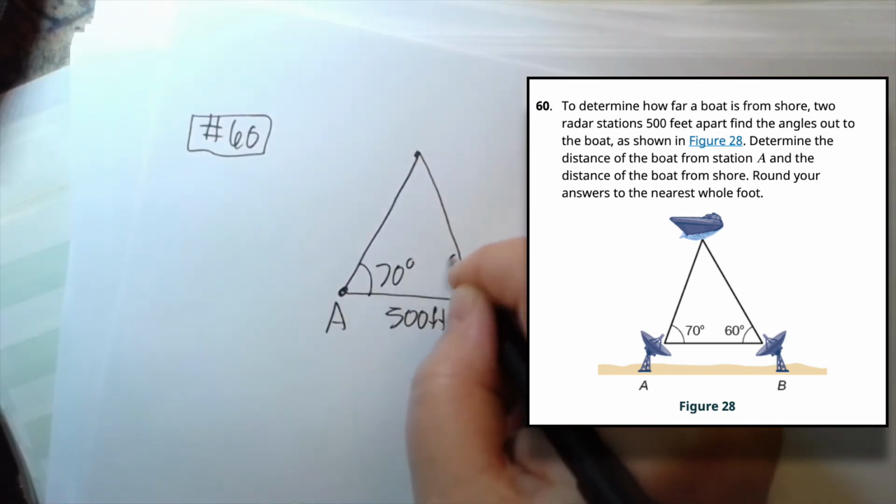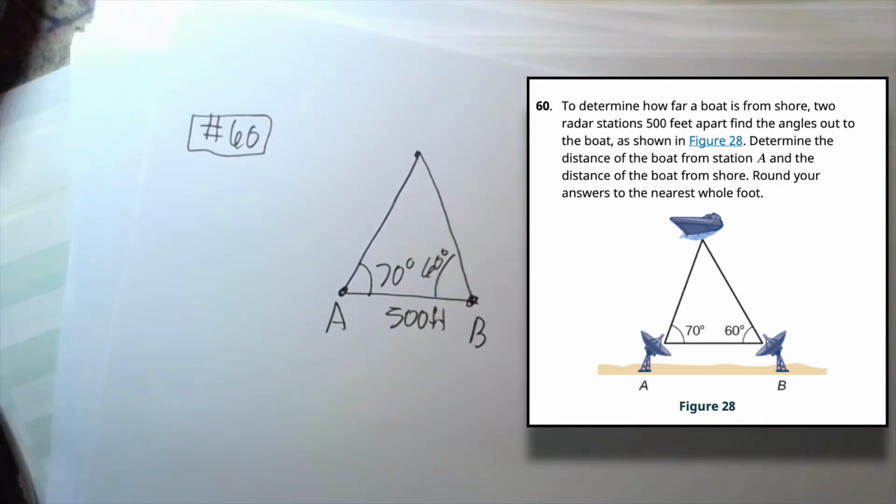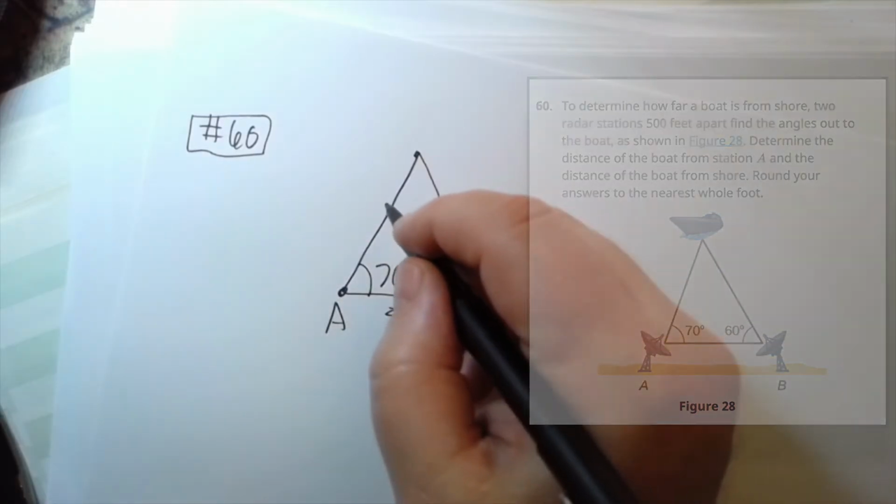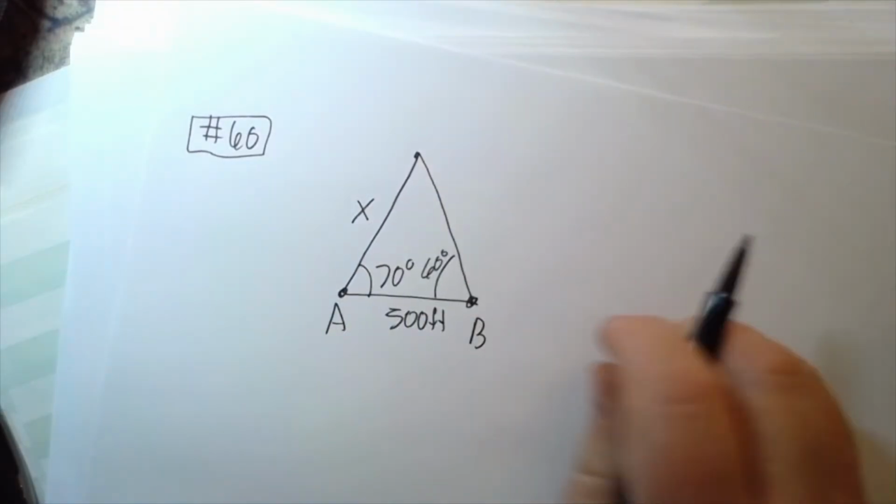70 degrees, and we have the figure for 60 degrees for this one. Alright, so we need to determine the distance of the boat from station A and the distance of the boat from the shore. Round your answer to the nearest whole foot. Alright, so they want to know to station A, so in other words this side right here.